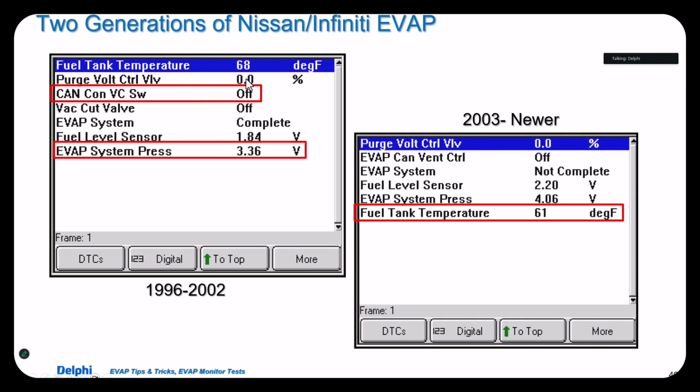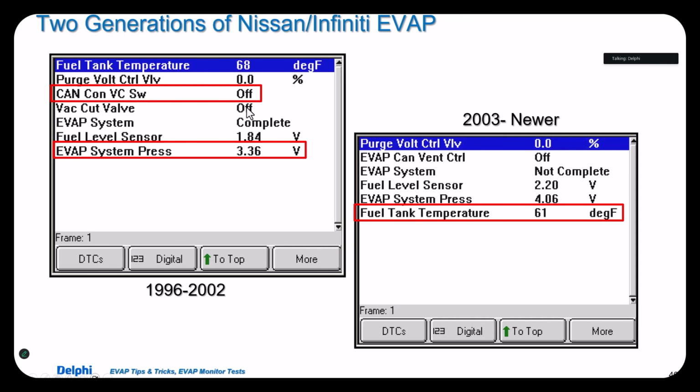The 2002 and earlier. If you notice, if this was at sea level, you would see 3.4 volts. Now, what does that mean? That means this is a split system and has one of those vacuum control valves in the middle of the system. That's this right here. So that means I've got a split system.